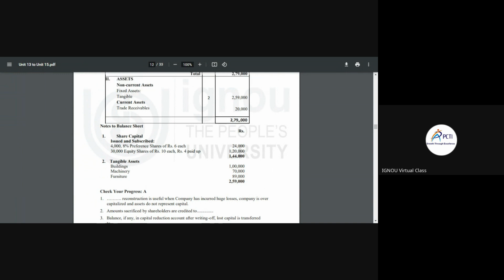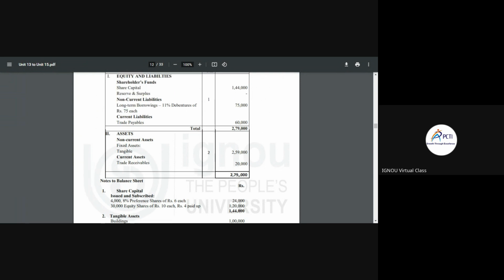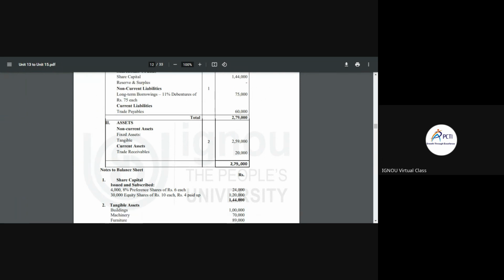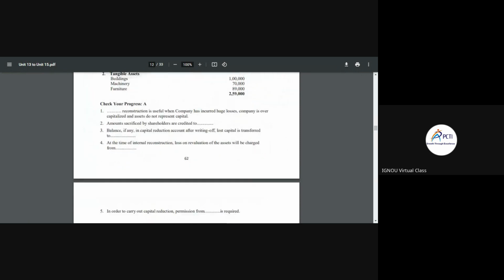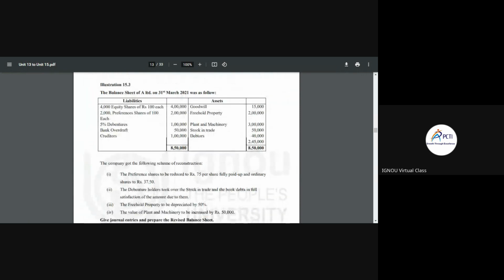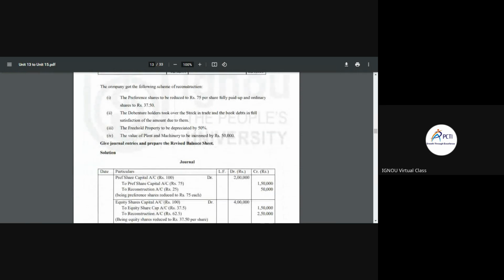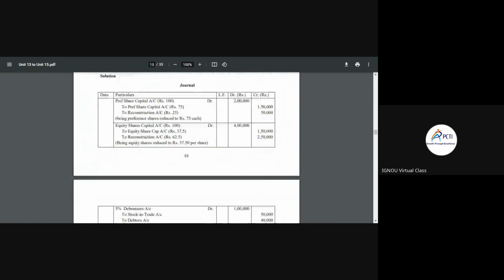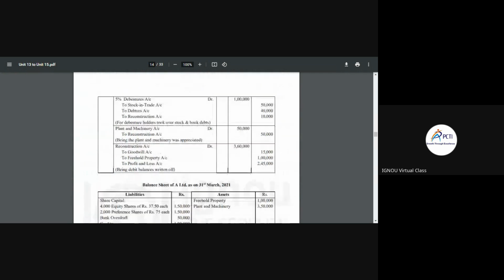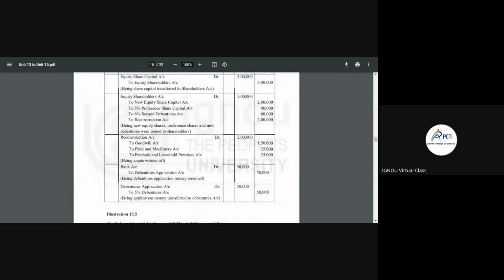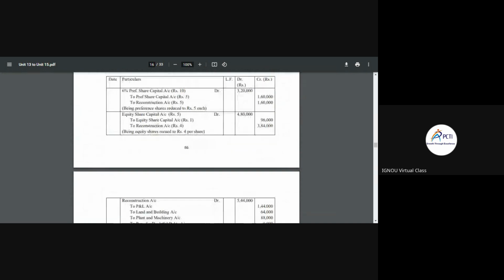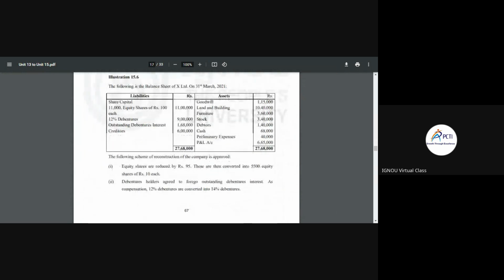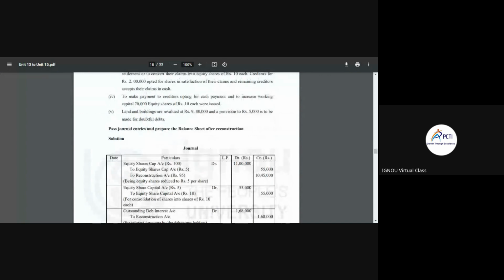Same is for the shares and subscription. We already showed 1,44,000, but 1,44,000 included preference shares and equity shares after the reduction. In the same way, we have the other illustrations, that you need to do at your home. Here are multiple illustrations which you need to perform, practice at your home, sorry.